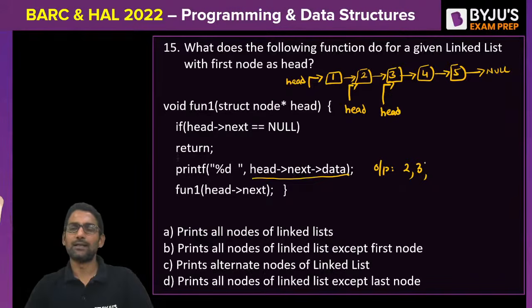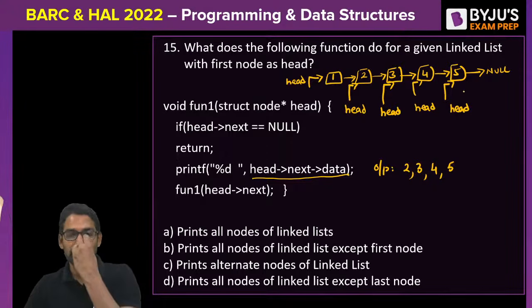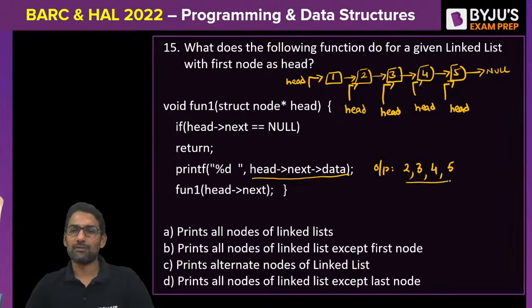Is its next null? No. So print its next data and move on. Is its next null? No. So print its next data and move on. Is 5's next null? Yes. So here it returns. So by the time it returns, what we have got? All the nodes of the list except first node. Hence option B is correct. Like this, if you take any example, some nodes, it would be easy to analyze the effect of the code.